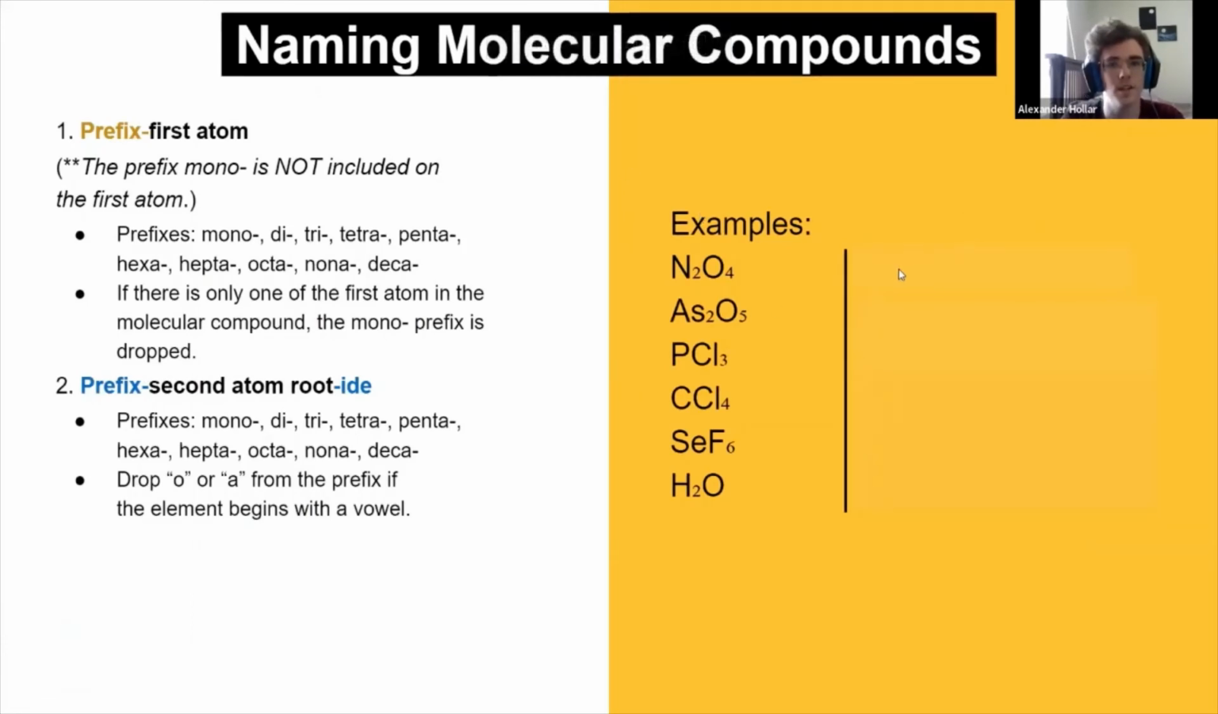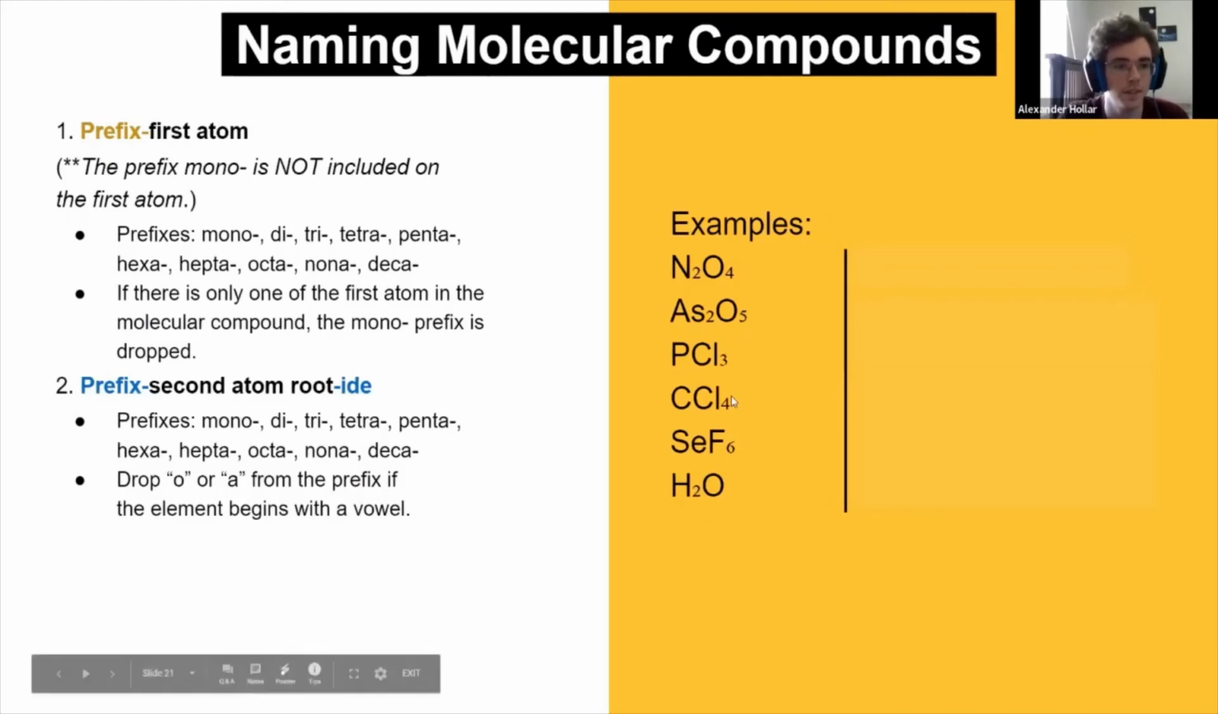Okay. So moving on to naming molecular compounds. For the first atom, it's always a prefix. There is no suffix. The prefixes are mono, di, tri, tetra, penta, and just continue on. If there's only one of the first atom in the molecular compound, the mono prefix is dropped. For the second atom, there's a prefix and then also an ide. The prefixes, similar to the first atom, are mono, di, tri, and continuing on.